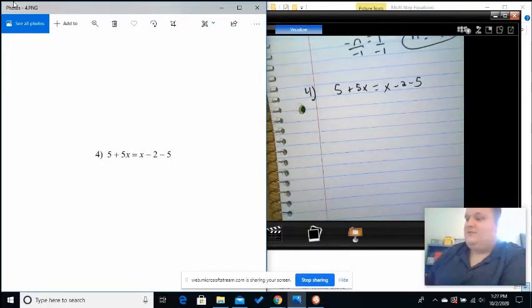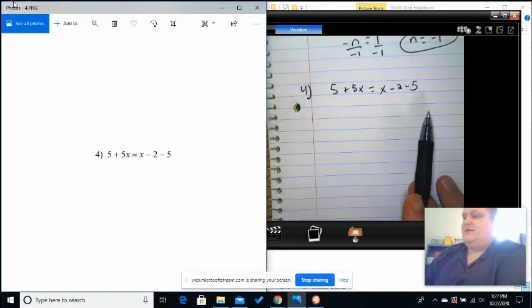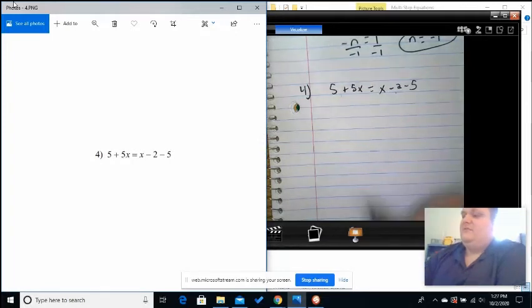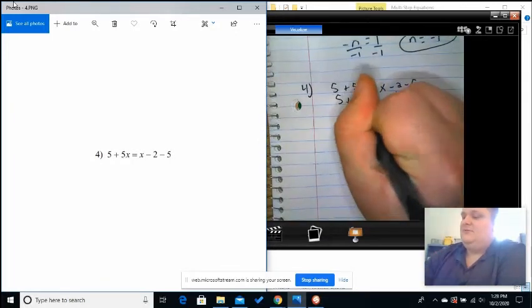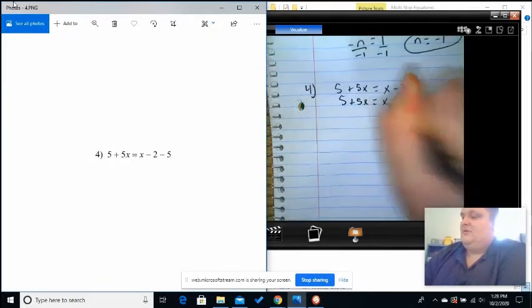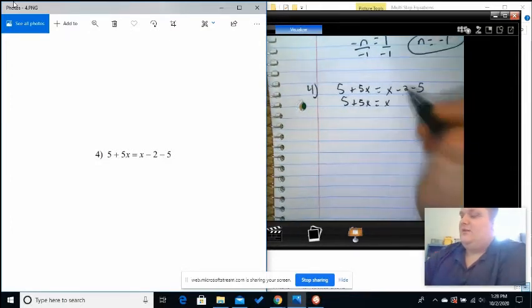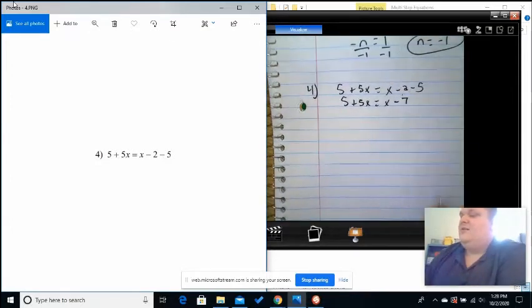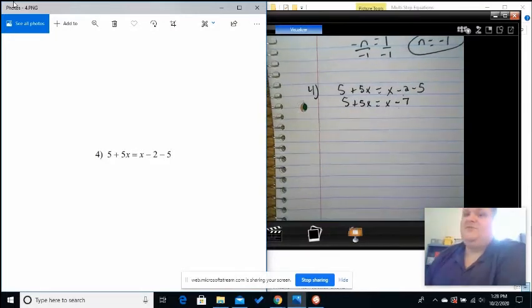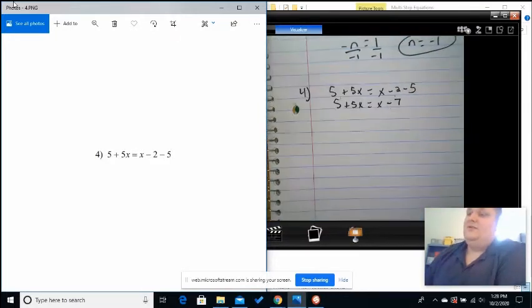So first I noticed I need to combine my like terms on the right side because you have a negative 2 and a negative 5. So let's just bring this down. Negative 2 minus 5 would be negative 7, right? Negative 2 minus 5 is negative 7. Now we have a regular multi-step equation like we had up there in the first example.